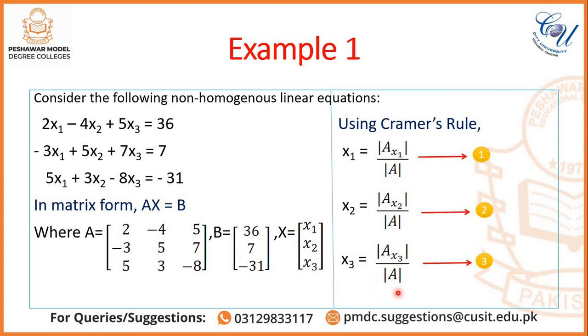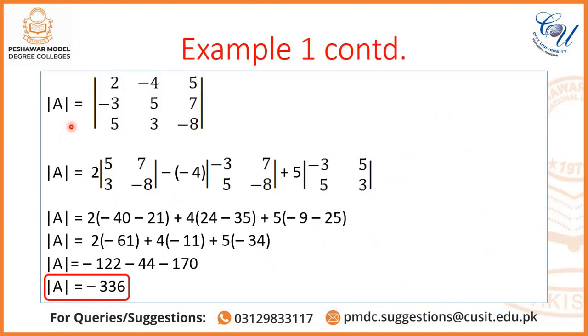So first of all, we are going to check whether a determinant is 0 or non-zero. If it is 0, then the solution will not exist, and if it is non-zero, then we will proceed further. The determinant A is equal to the determinant of 2, minus 4, 5; minus 3, 5, 7; 5, 3, minus 8.